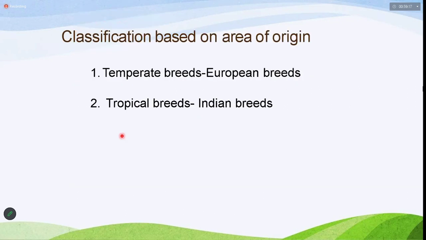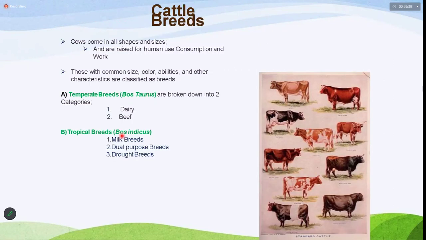Under origin, we can divide the breeds into temperate, European breeds, and tropical, Indian breeds. Cows come in all shapes and sizes and are raised for human consumption and work. Those with common size, color, abilities, and other characteristics are classified as breeds. If we think about use, temperate breeds can be divided into dairy and beef. Dairy for milk collection, beef for meat production. In the tropical breeds, there are milk breeds, dual purpose, and draft breeds.